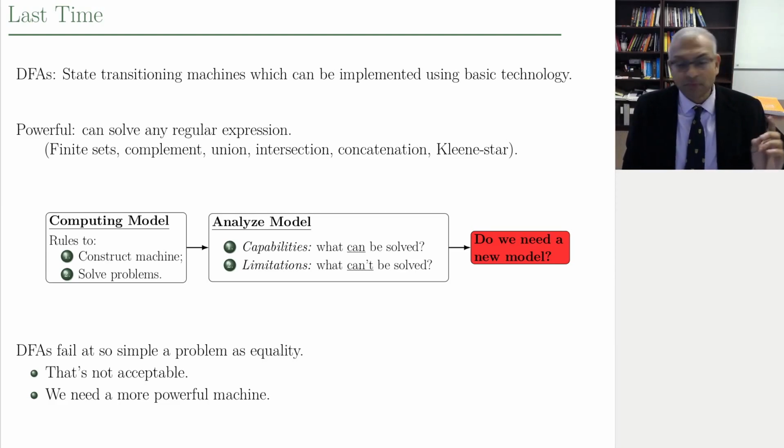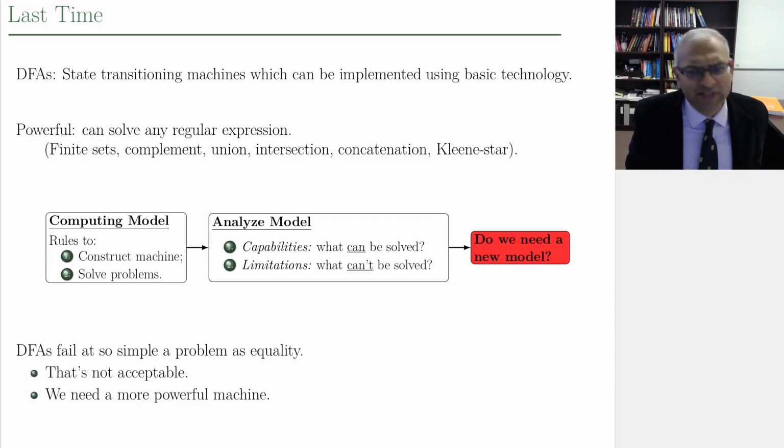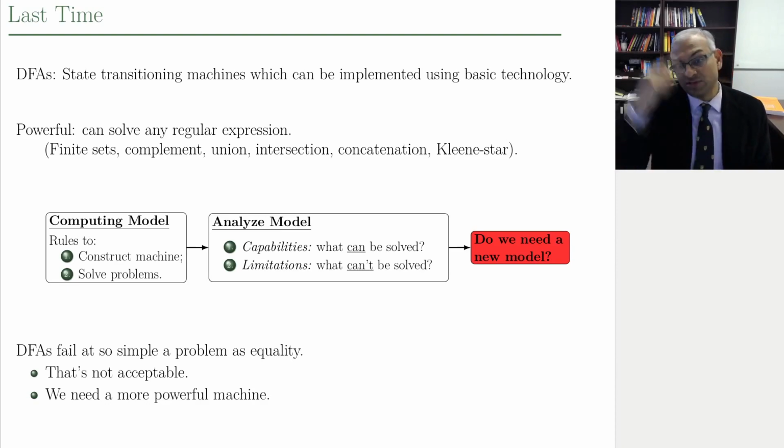So, let's go to the board and discuss for at least 5 minutes what kind of more powerful machine can solve equality. We'll, in the process, describe what this problem of equality was, the thorn in the DFA's thigh. And then we'll start talking about context-free languages, context-free grammars.